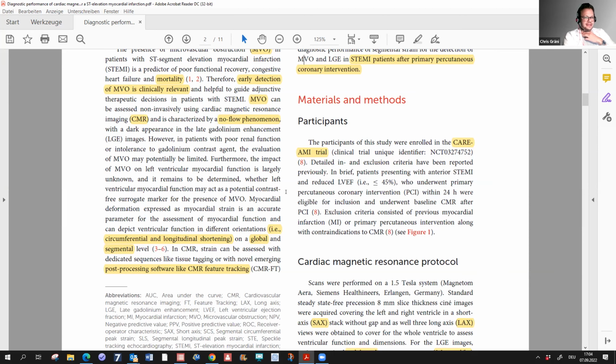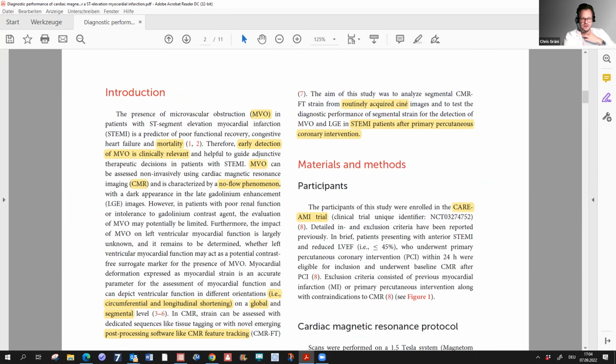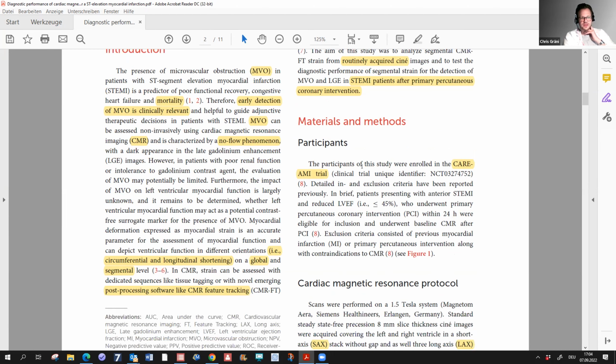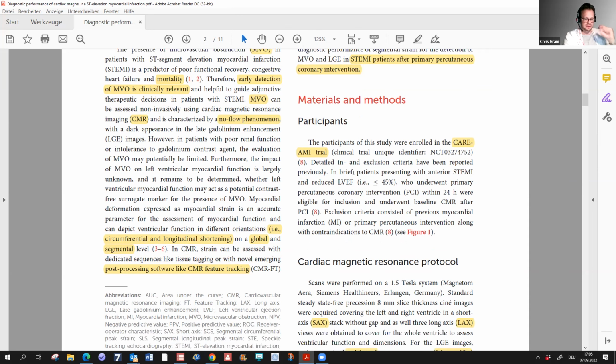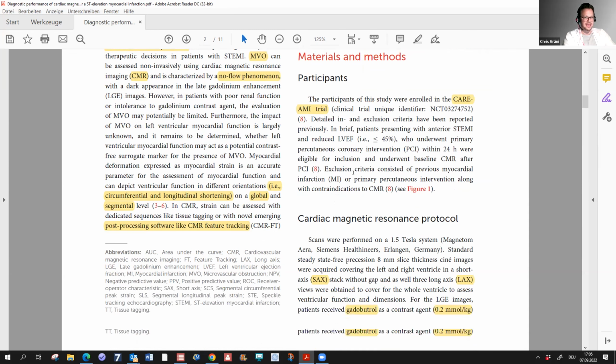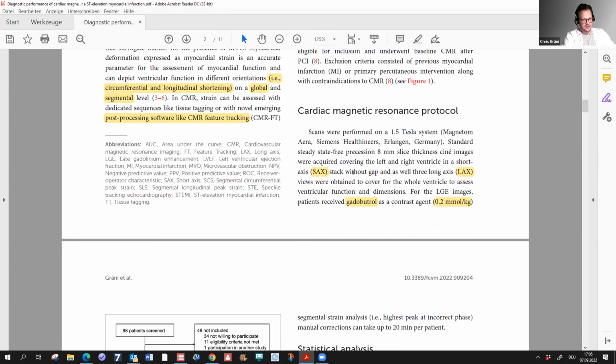Now, what we did in this study, we took consecutive patients after STEMI who underwent PCI. This is a sub-analysis of the CARE-AMI trial. The CARE-AMI trial was a trial where paroxetine was tested to see whether it could have an impact on positive remodeling after myocardial infarction, which it didn't show. That was published before. And we took this cohort and looked at whether we could have good diagnostics with regard to strain in these patients.